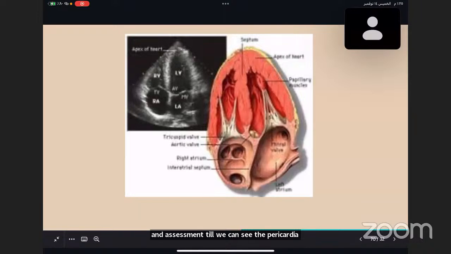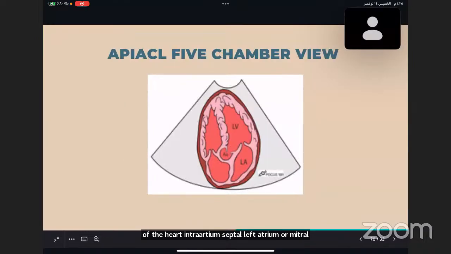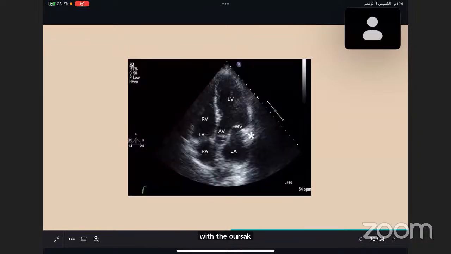Assessment of the left ventricle, right atrium, and septum. Assessment for the septum of the heart, the interatrial septum, left atrium, and mitral valve annulus. In this picture we can also see the apical 5 chamber view with the descending aorta. This is also an assessment for the pericardium.